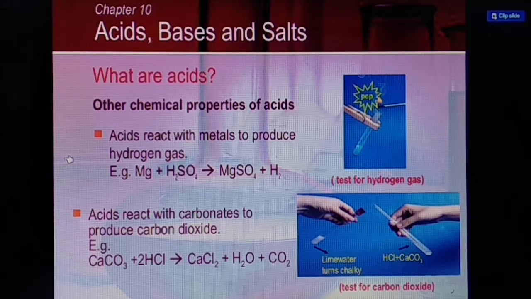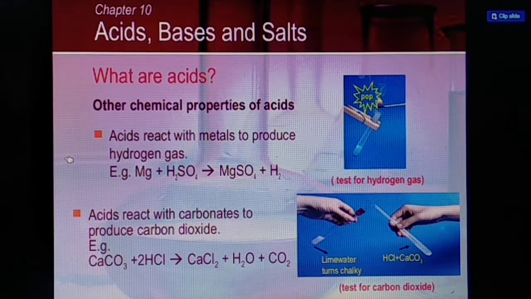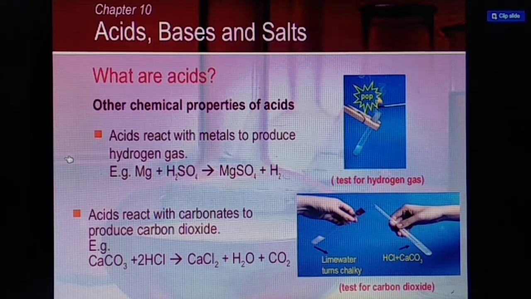Test for carbon dioxide gas. When carbon dioxide gas is passed through lime water, it turns milky. So this is the test for carbon dioxide gas: Ca(OH)2 plus CO2 gives CaCO3 plus H2O. So lime water turns chalky or milky.